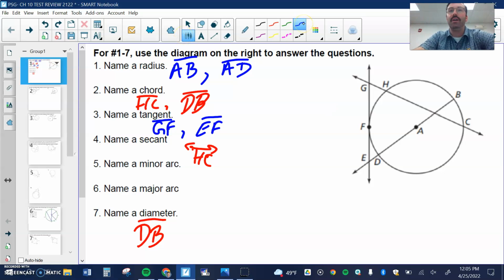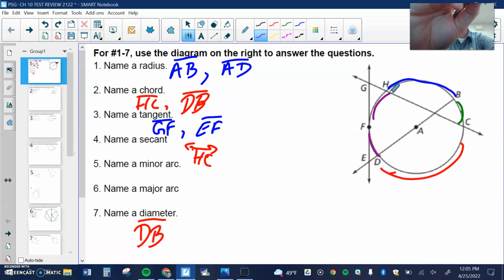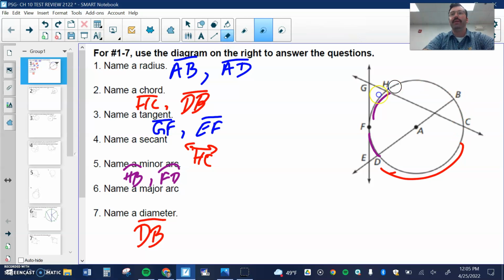Right? Are minor arcs. Okay, minor arcs are arcs less than 180 degrees. There are a lot out there. HB could be one of them. BC could be a minor arc. DC could be a minor arc. FD, FG, or FH, all of those are examples of minor arcs. As long as you use two letters to name them, you can use a bunch of those. Alright? I'm not going to write them all out, but there are a ton out there.